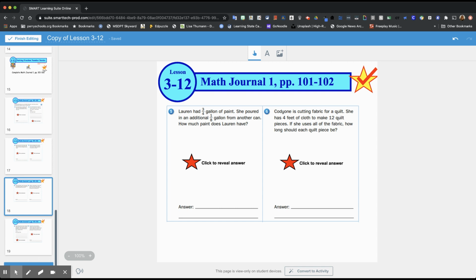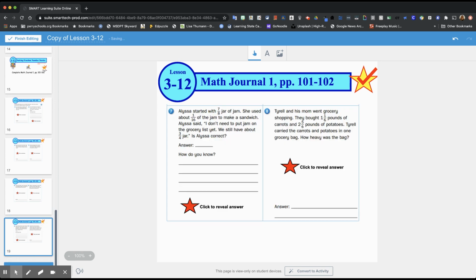And she has 4 feet of cloth to make 12 quilt pieces. If she uses all the fabric, how long will each quilt piece be? So she's got 4 feet of cloth to make 12 quilt pieces.